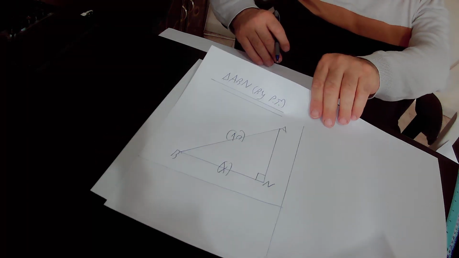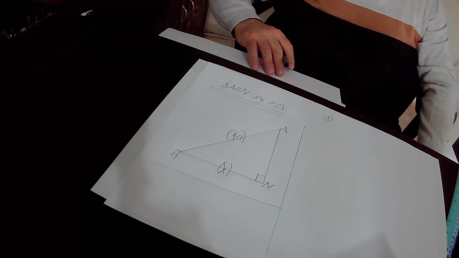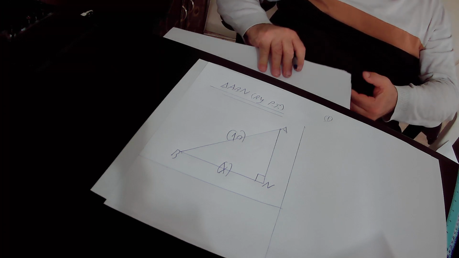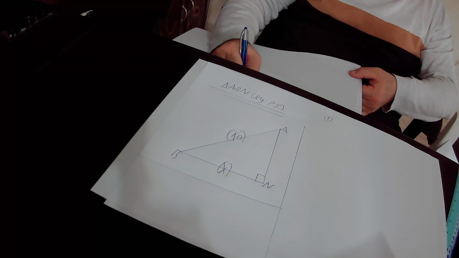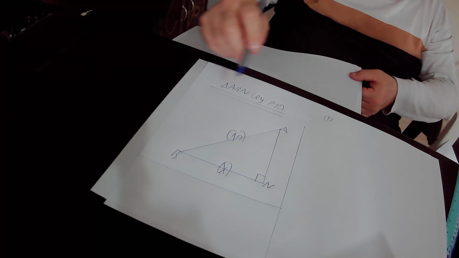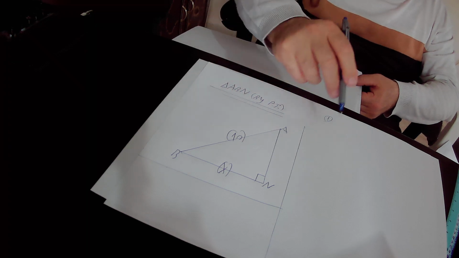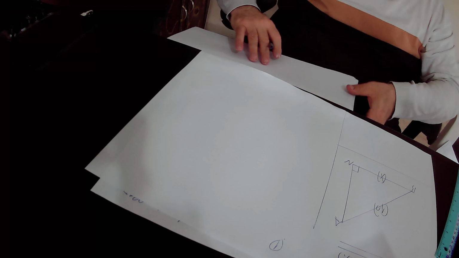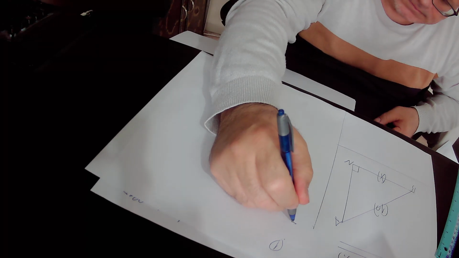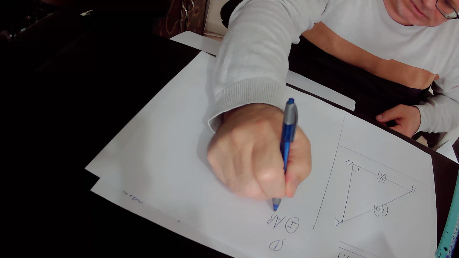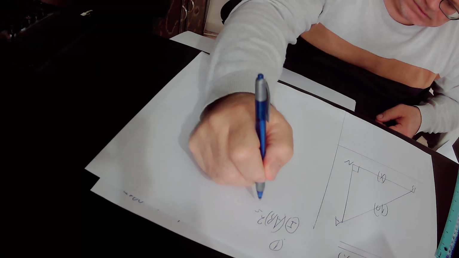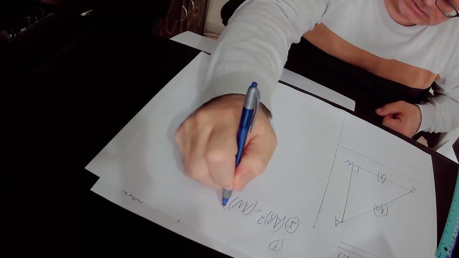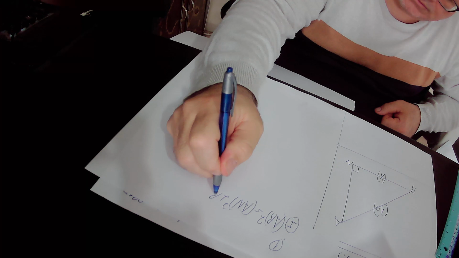So actually, this is the right triangle ABN, taken from the original drawing. According to the Pythagoras theorem, in this right triangle ABN, AB square equals AN square plus BN square. So I write it down. This is equation 1. AB square equals AN square plus BN square.